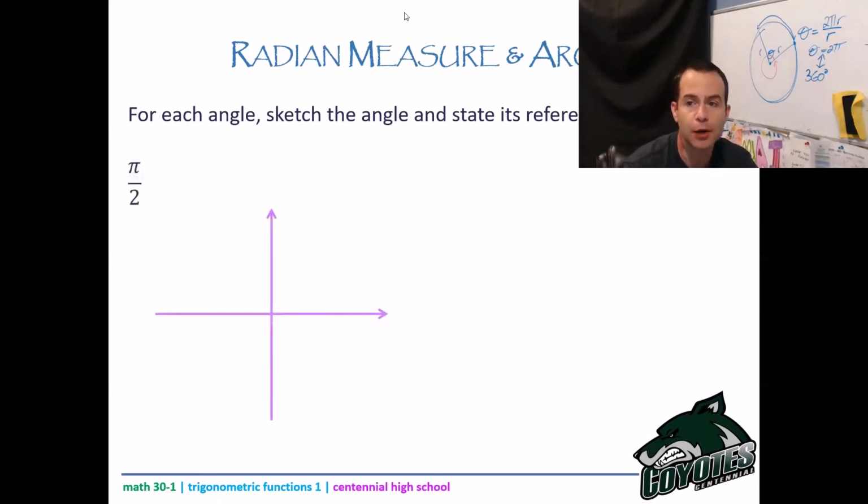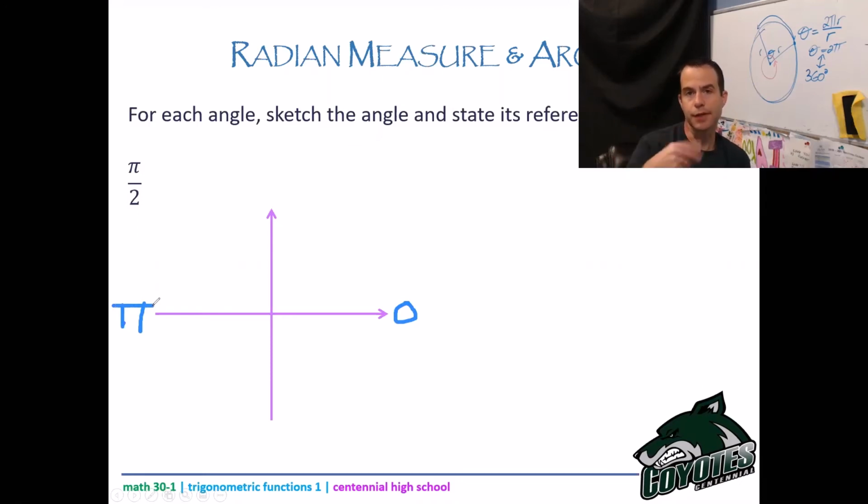Okay, now pi over 2. Now I did 2 things to you here. Number 1, I switched you to radians. Number 2, well, I can't talk about number 2 until we know where this goes. So let's figure out where this goes first. You know that this is 0, and you know that this is pi, because we've established that pi and 180 degrees are the same thing.